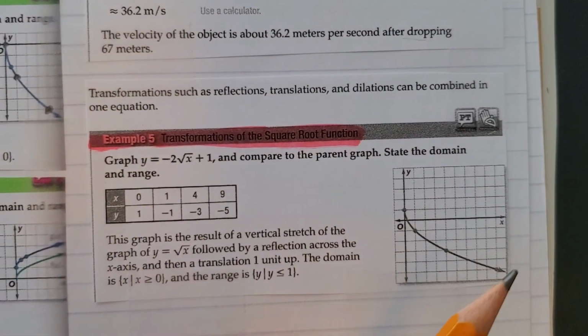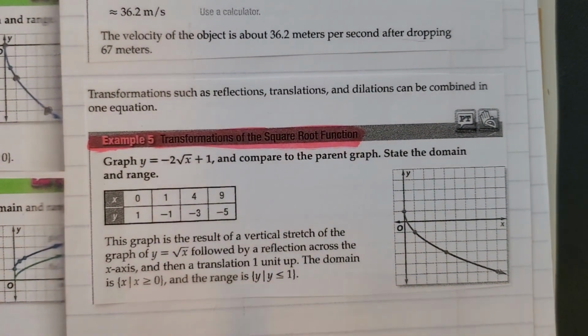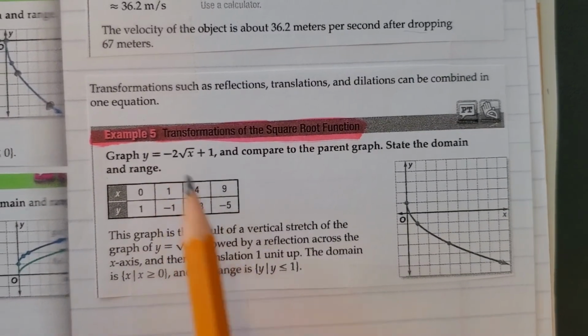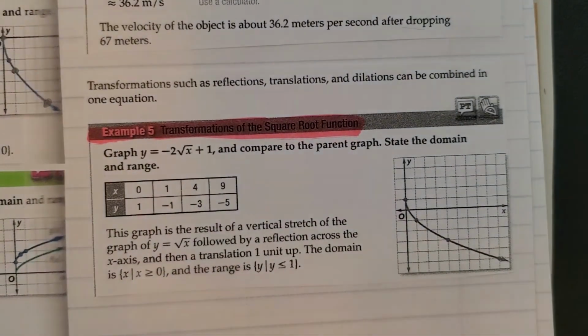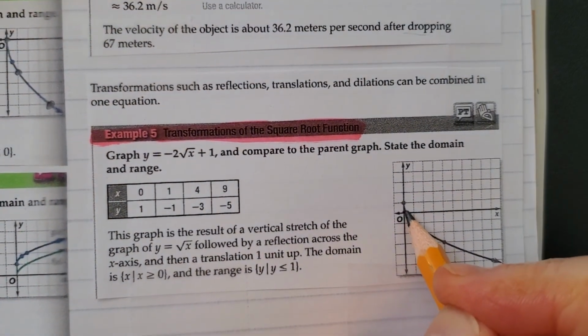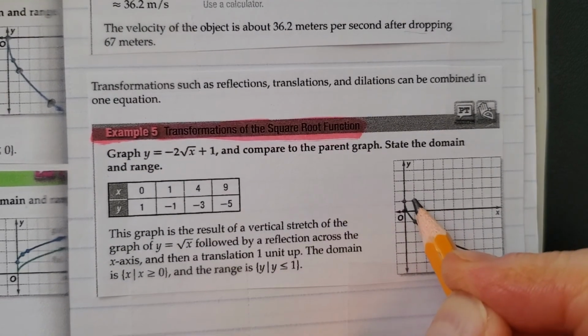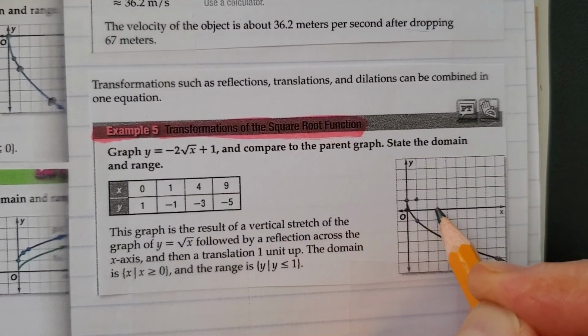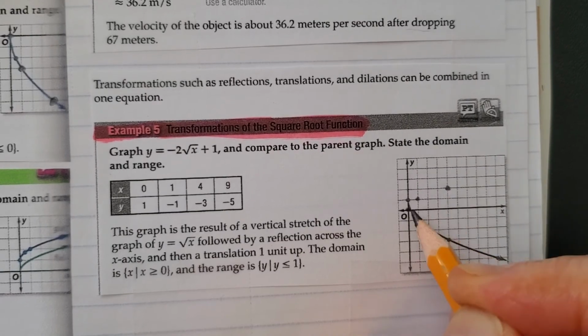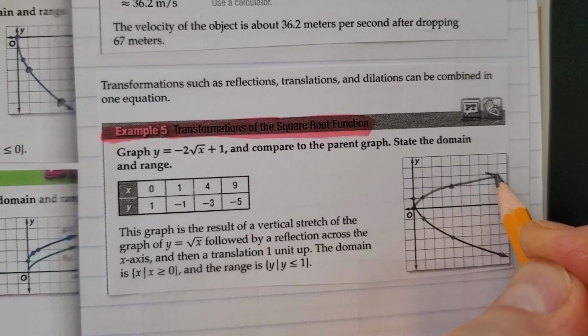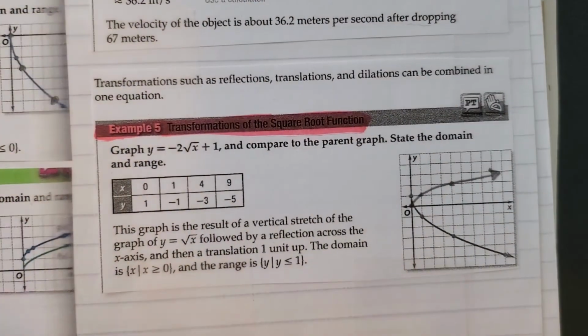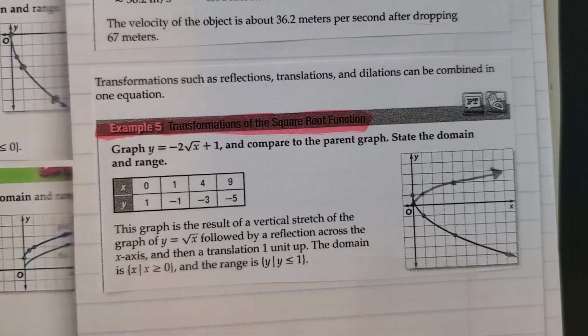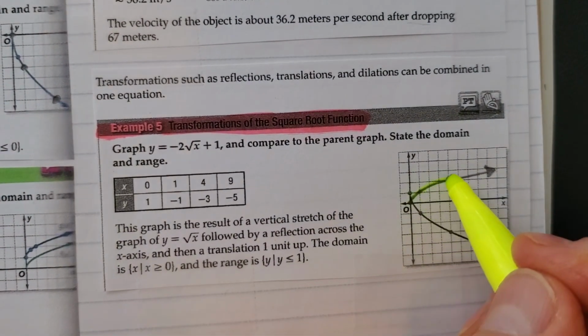Okay, example 5. What happens to this graph if we have a -2? Well, remember, here is the parent function. It starts here at 0, 0, then 1, 1, and then 4, 2. There's your parent function right there. I'm going to highlight that. Remember, that's always your parent function. You should be able to draw that.